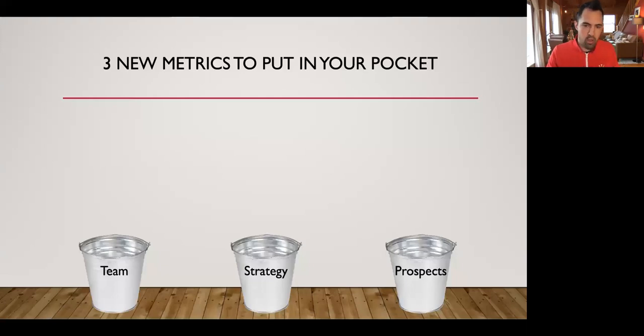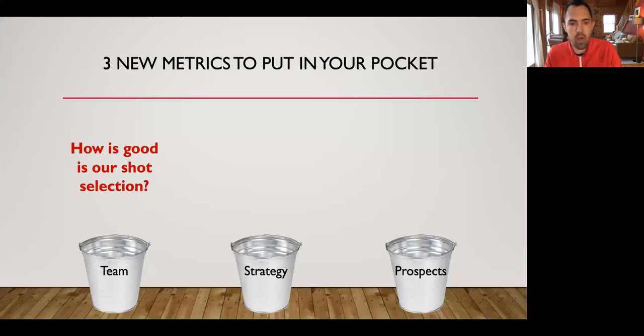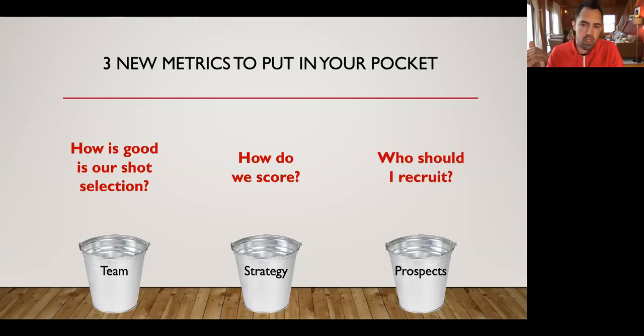So the three mock questions that I'm going to answer here are a team question. Tell me about our shot selection. Is it good? Is it bad as a team? The next one is tell me about how we score. What do we need to change strategically to score more? And then the last question is a really good one. Who should I recruit? We all want to answer that question. So I'm going to dive into three examples of metrics that you could use to answer these three questions.